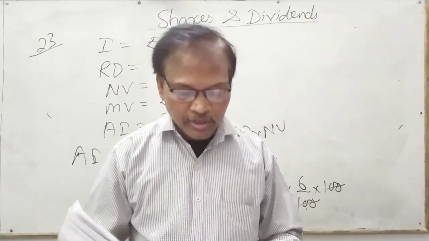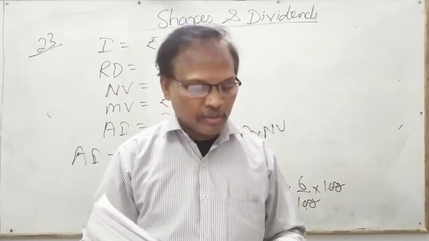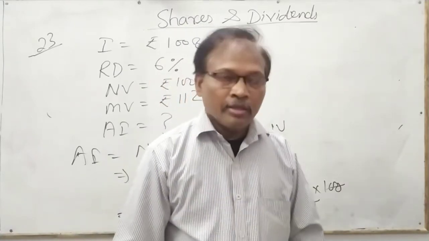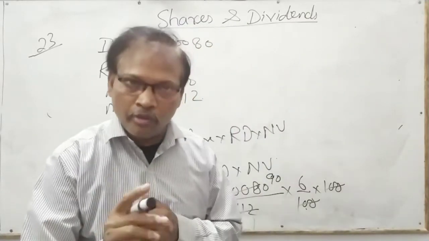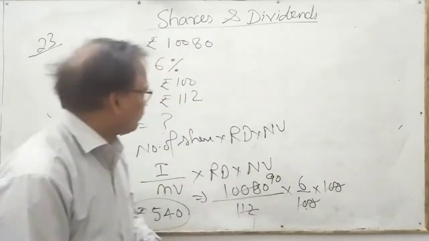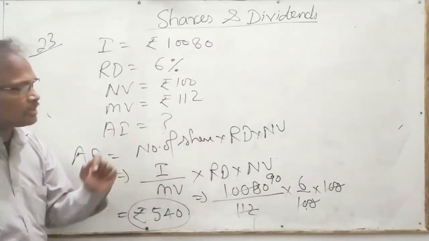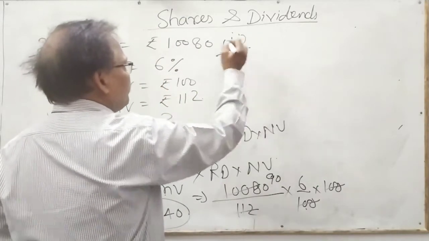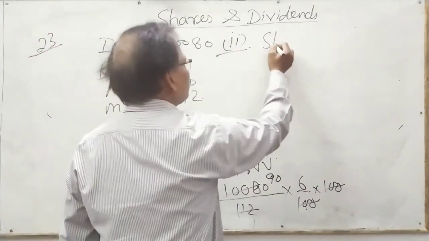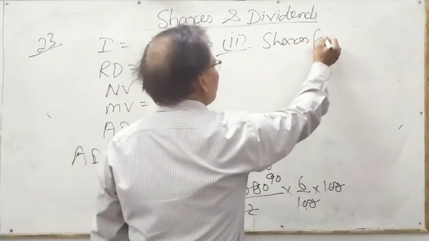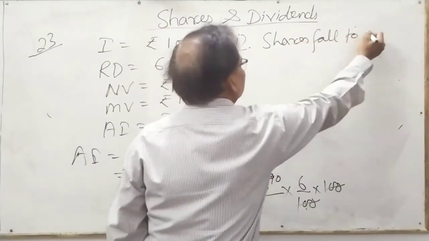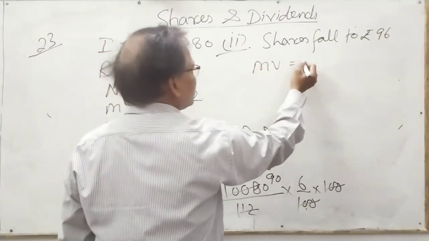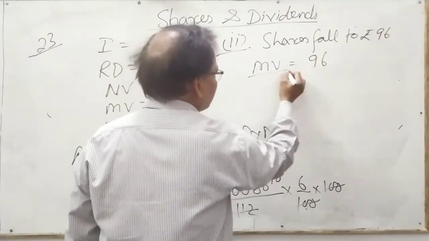sells out the shares and invests the proceeds in 10%, 10 rupees shares at ₹8. Means when the shares fall to ₹96, मतलब पहले कितने में था? 112 में था. अब इस शेयर की सेकेंड पार्ट में क्या कास्ट हो गई? In this, the shares fall to ₹96. Means the market value is ₹96 इस केस में.